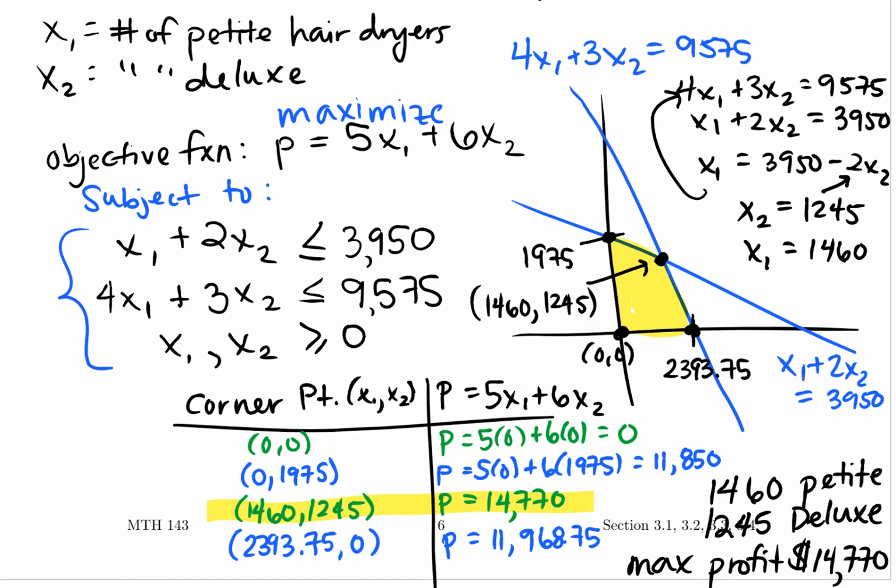Okay? So, quick recap here. We find the feasible region, find the corner points of the feasible region, and test the corner points in the objective function. In this case, that was the profit function. Whichever one gives us the highest objective value, so the highest profit here, that is the point that we're interested in. And then you always want to make sure that you interpret your numbers, okay? So make sure you answer the question. The question was how many of each type, and so we want to make sure we say how many petite and how many deluxe.